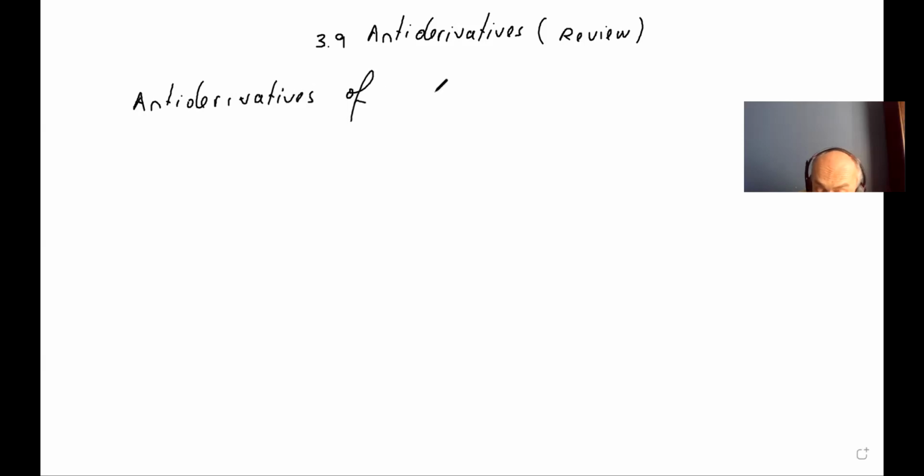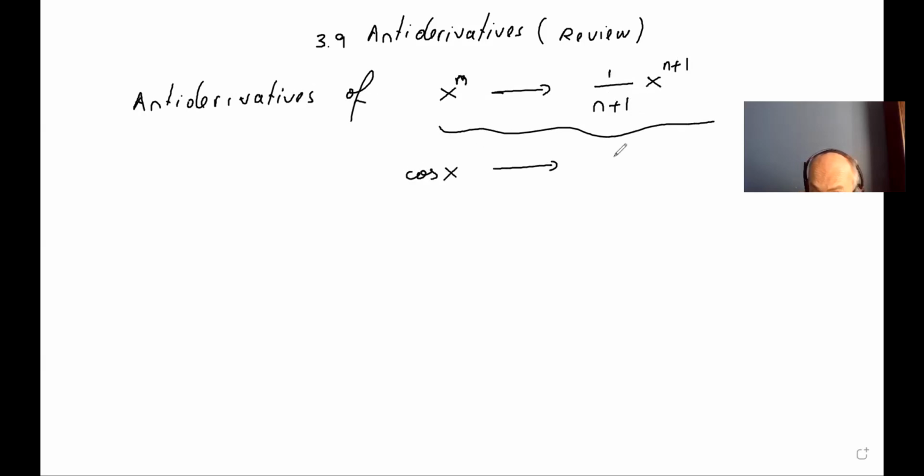of x to the n, well, that's going to be 1 over n plus 1 times x to the n plus 1. That's the antiderivative for x to the n. For cosine x, remember, folks, the antiderivative is sine x because sine prime is cosine. And for sine x, the antiderivative is negative cosine x because the derivative of negative cosine is sine.